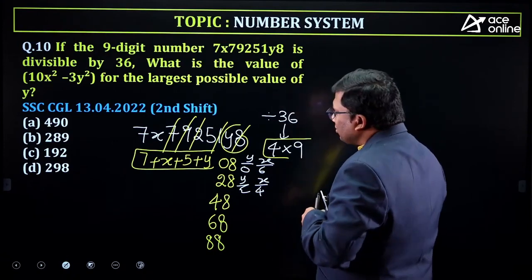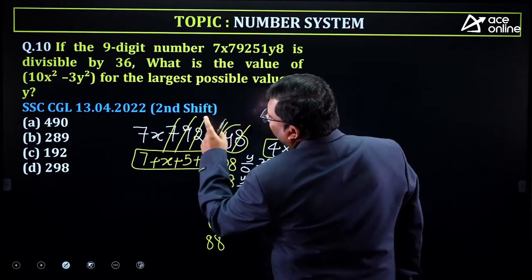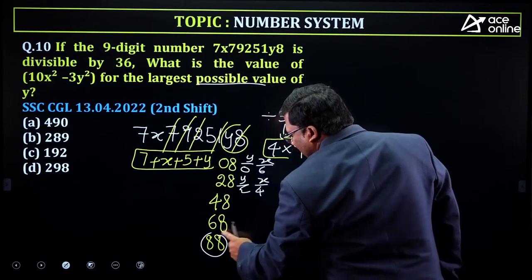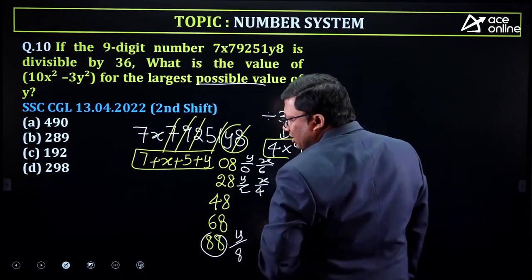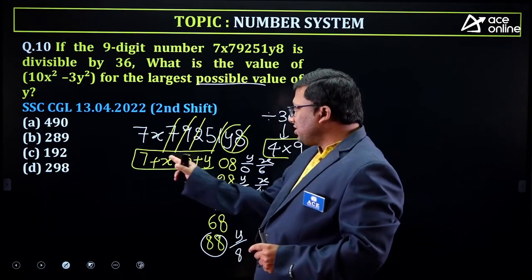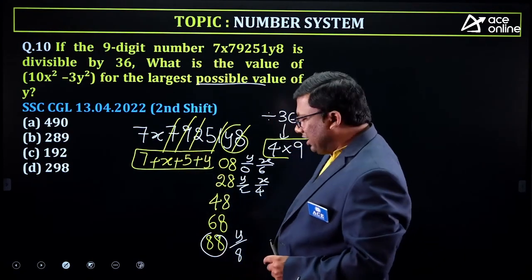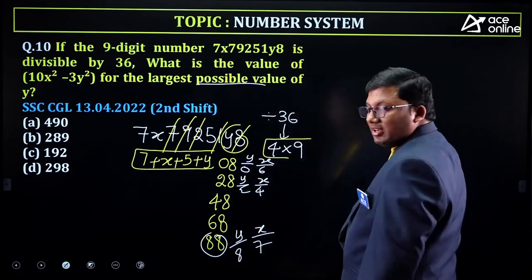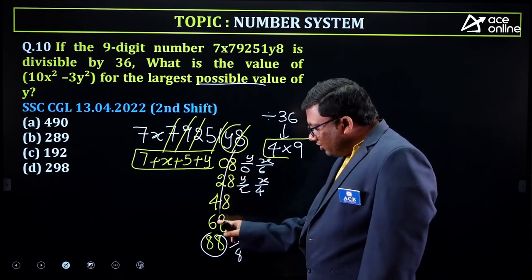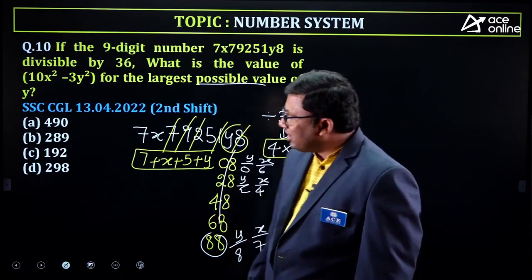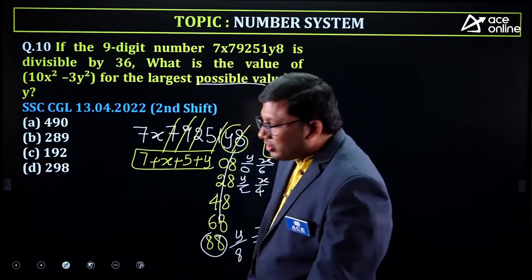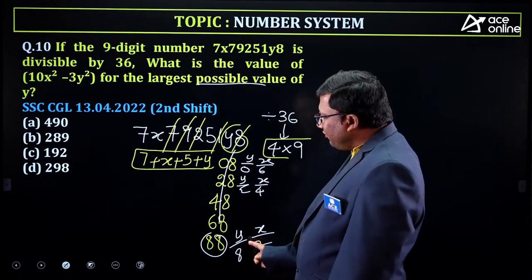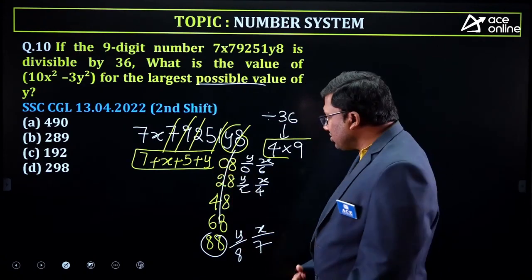Next one. What is the largest possible value of y? Largest means directly we can take 8, sir. If y is 8, 7 plus 5, 12. 12 plus 8, 20. 20 means x value will be 7. You don't need to take all those values. It is clearly mentioned in the question that we need to take the largest possible value of y. Largest possible value of y is 8. If y is 8, x will be 7.